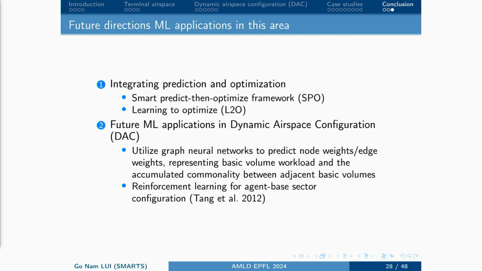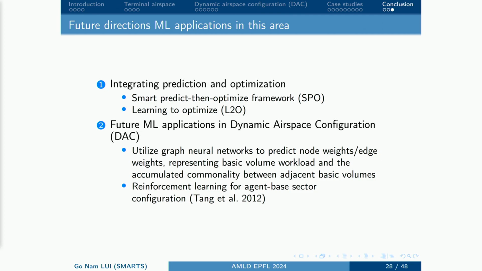So, future directions. First, integration of prediction and optimization. This is very important. I list two directions that I think are quite hot. The first one is smart predict and optimize, which tries to put some of the components of optimization into the loss functions. And learning to optimize is also very important.